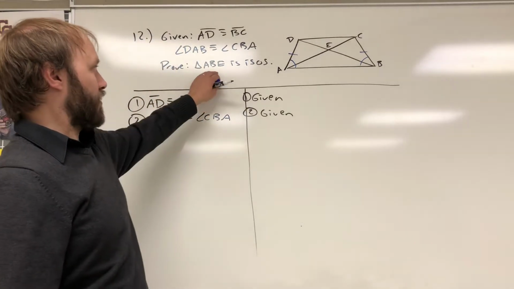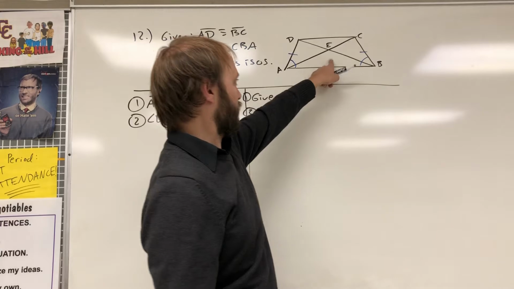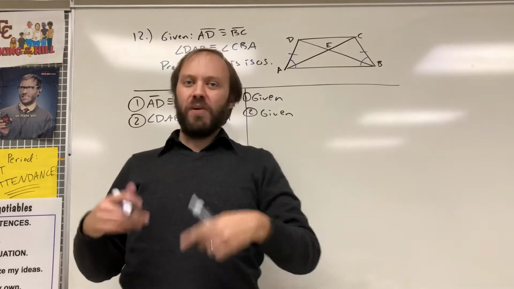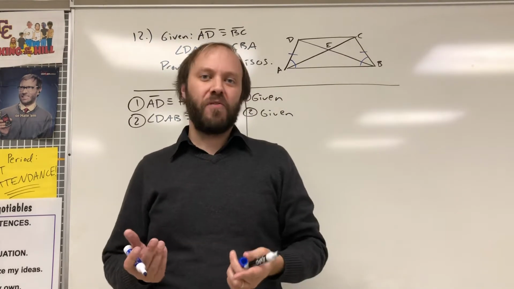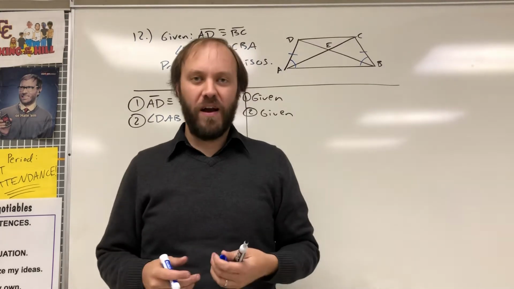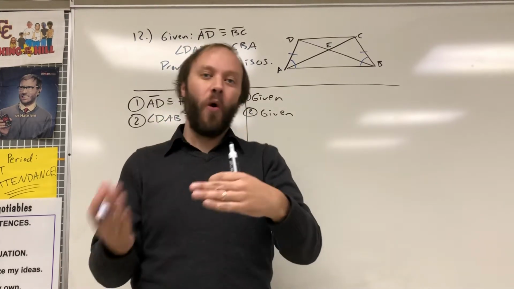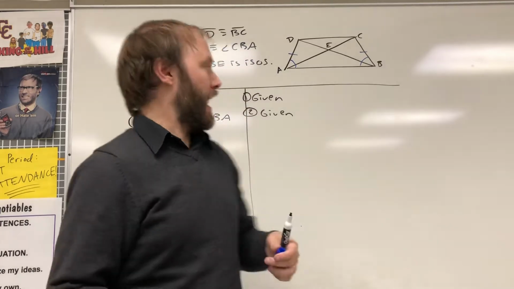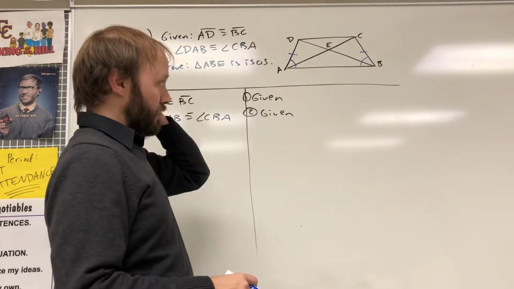And they want us to prove that triangle ABE, which is this little triangle here at the bottom, is isosceles. So first of all, think about the ways of proving triangles isosceles. You've got two very straightforward options. You can prove two congruent sides, or you can prove two congruent angles. And so, not really sure yet.